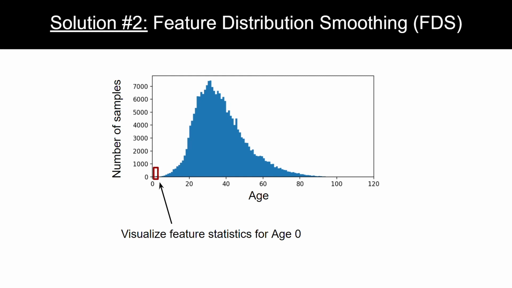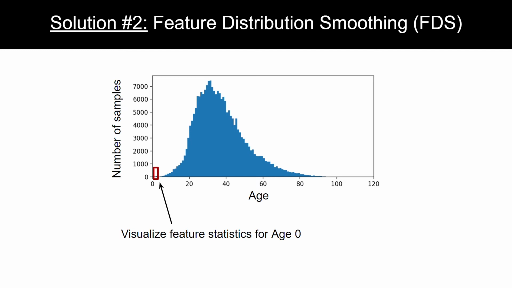Okay, so moving on, we have demonstrated that the continuity in the label space is important. We are further motivated by the intuition that continuity in the target space should create a corresponding continuity in the feature space. That is, the feature statistics corresponding to the nearby targets should be close to each other. Inspired by this, we propose the second solution called feature distribution smoothing, FDS. Before introducing FDS, we first use an illustrative example to highlight the impact of data imbalance on feature statistics.